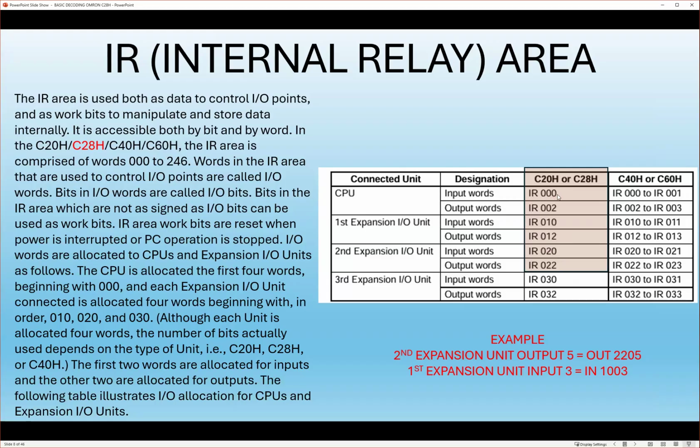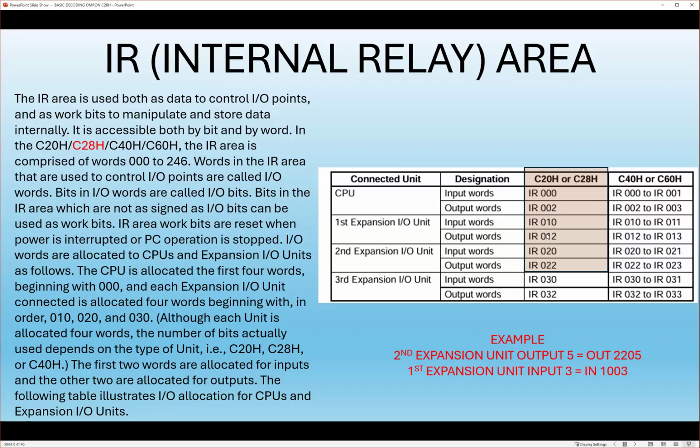So, for example, our input words for the CPU will start at 0 for our C28H. And so we'll have 0 through 15, right? Because then the CPU unit itself only has 15 inputs. And our output words will start at 2. So that'll be on our leftmost column of our 5-digit mnemonic code. And then on the right side, it'll be broken out by bit. And they're in the 200s range, starting with the CPU unit.